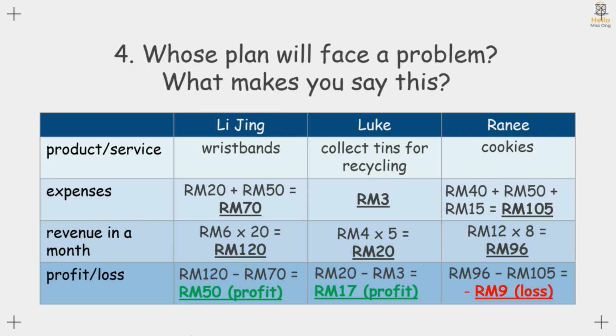4. Whose plan will face a problem? What makes you say this? The answer is Rani's plan. It is because her expenses are way higher than her revenue, which makes her face a loss of 9 ringgit.